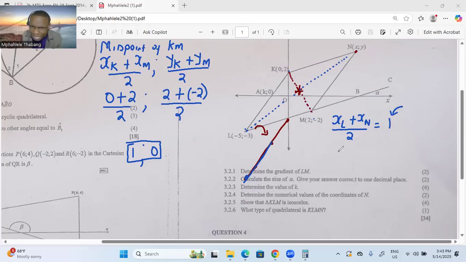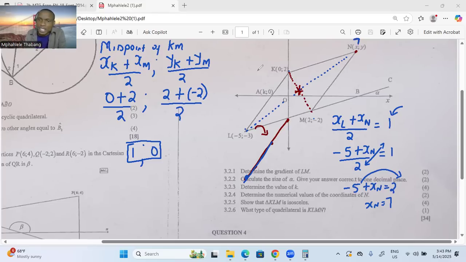So I know X at L is minus 5. So I will say minus 5 plus X at N divided by 2 equals 1. You do cross multiply now: 2 times 1 is 2. So it's minus 5 plus X at N equals 2. Take minus 5 to the right hand side. It's going to be 2 plus 5, which becomes 7. So the X coordinate at N is 7.